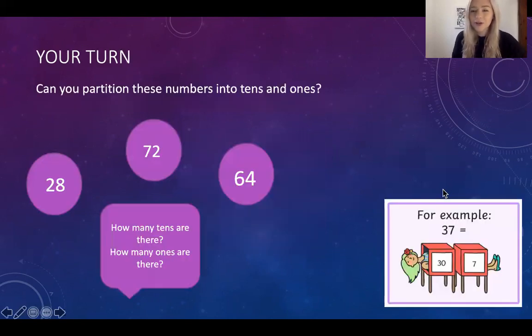What we're going to do now, we're going to have a quick practice at partitioning ourselves. So we've got 3 numbers up on the screen. We've got the number 28, 72 and 64. You're going to have a go at partitioning these numbers into tens and ones. If you get a bit stuck, then think to yourself, how many tens are there in this number and how many ones are there in this number? And there is our example of the number 37 on the screen to help you as well. So pause this video here and have a go.